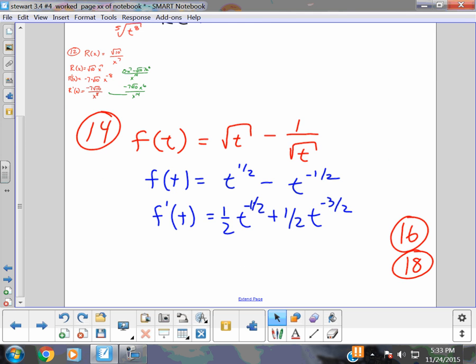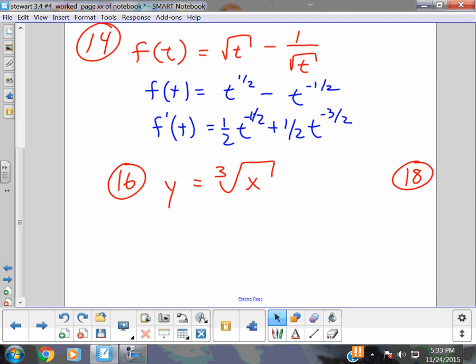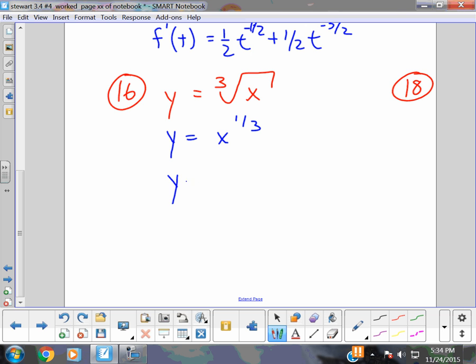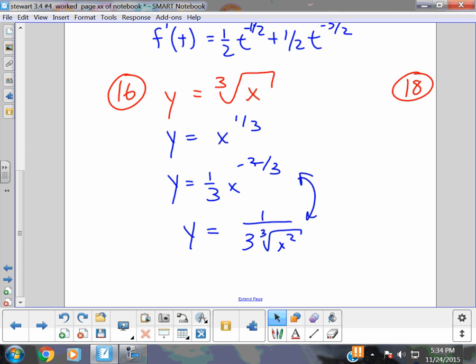All right, number 16. Oh, again, just write this as fractional notation first. And again, bring the power down, reduce the power by 1. All right, and realize, again, I keep doing this rather quickly, but this is old skills for us. We should see that these are the same. Last one today, 18.